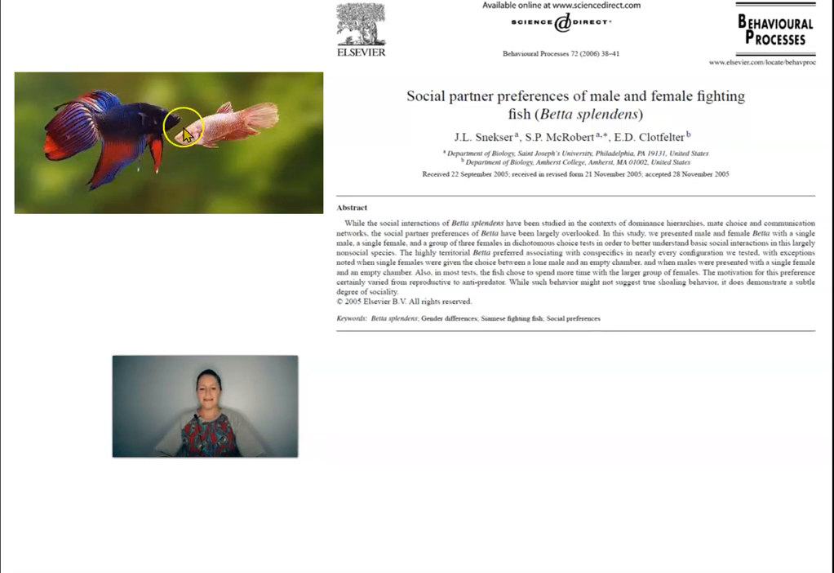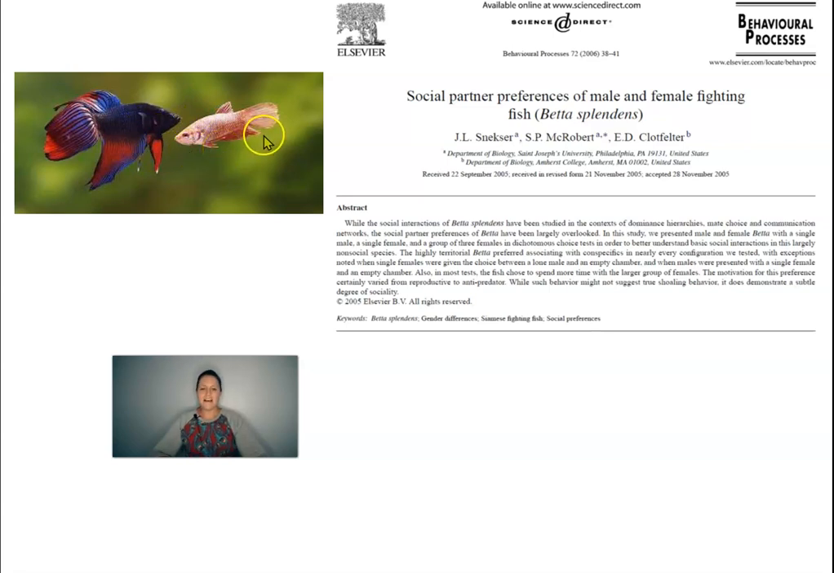Females, this is a picture of a female Betta splendens, are very drab in comparison. You can see they're usually whitish, maybe some grayish, purplish color to them. They do not have those long, elaborate fins. And they don't have the same sort of aggressive nature that we see in those males.